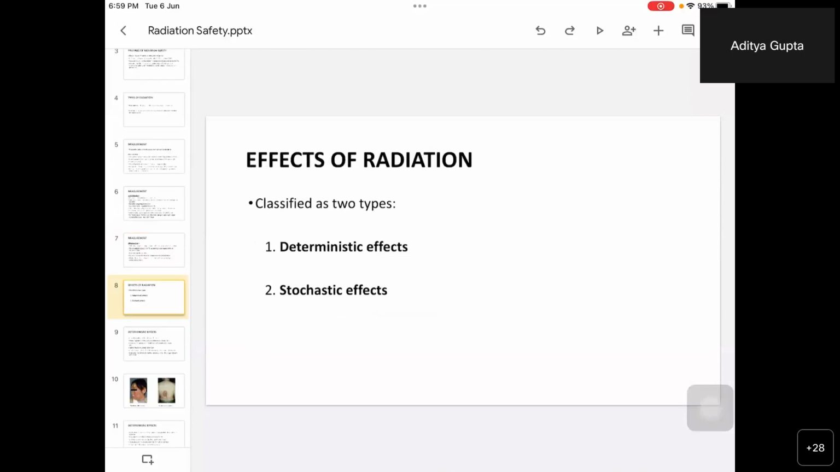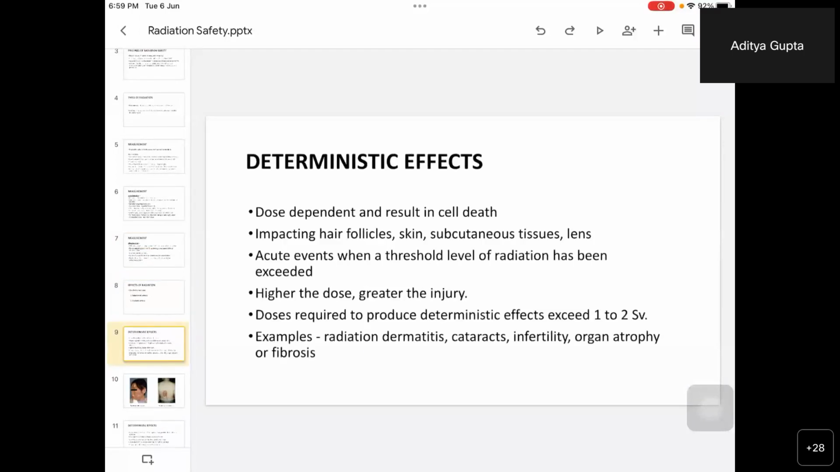Now the effect of radiation is classified into two types: deterministic effects and stochastic effects. Deterministic effects are dose dependent and result in cell death, like impacting the hair follicles, skin, subcutaneous tissue, and lens. They are acute events that occur when a threshold level of radiation has been exceeded. The higher the dose, the greater the injury to the tissue.